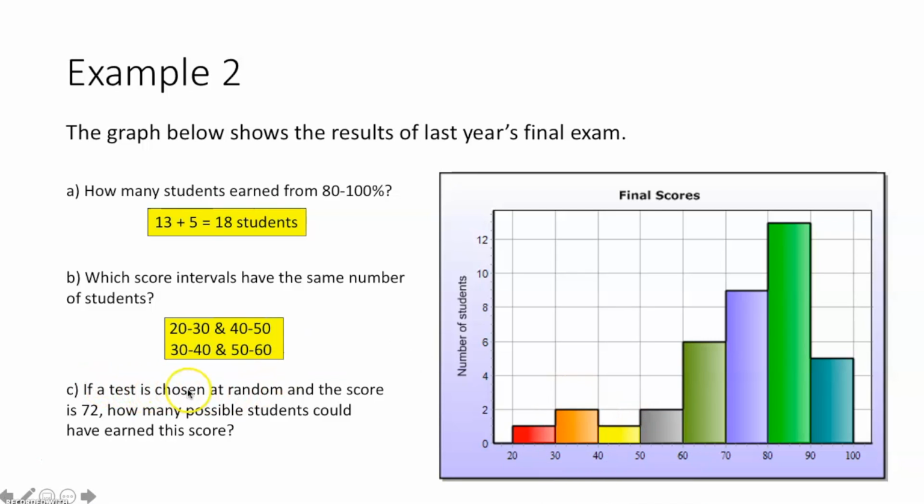Lastly, if a test is chosen at random and the score is 72, how many possible students could have earned this score? So we look over here and we see that the number of students that scored between 70 and 80, which is where that 72 would lie, is about 9, right? It's 9 students that scored between 70 and 80. Therefore, there's 9 possible students that could have earned that 72.